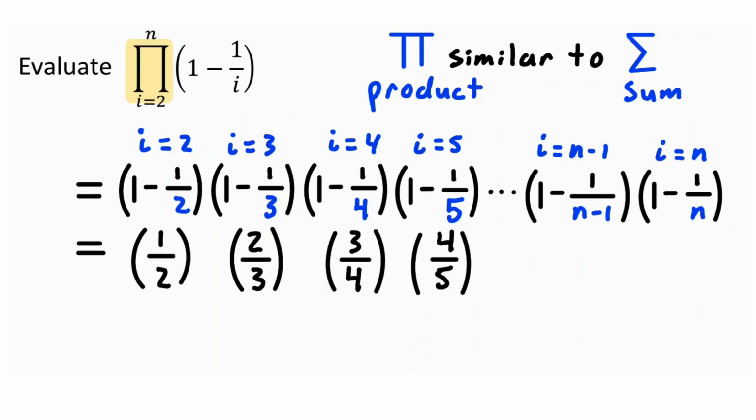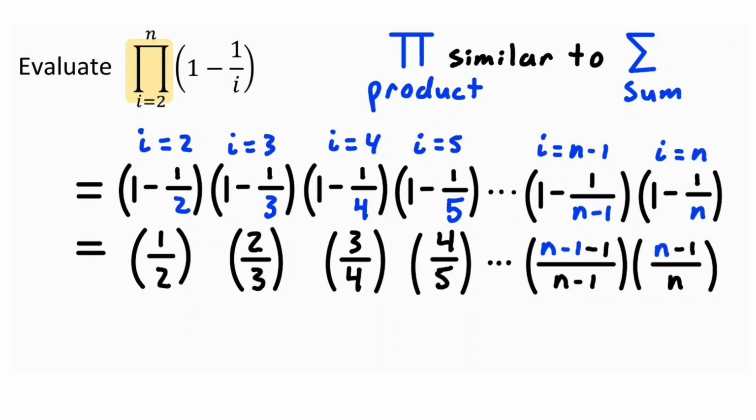So the common denominator will be n minus 1 times 1 is n minus 1, and minus another 1. So we have n minus 2 all over n minus 1, or n minus 2 divided by n minus 1. And then 1 minus 1 over n, if you simplify that, you get n minus 1 divided by n.